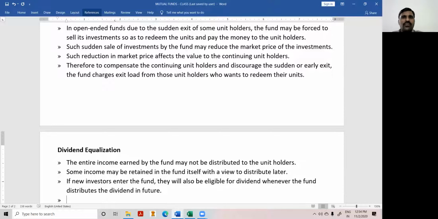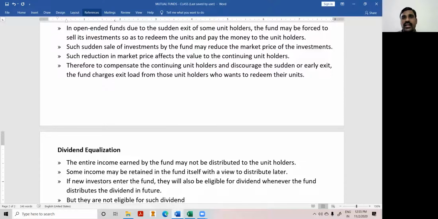Therefore, to comply with the legal provisions and at the same time to justify to the existing unit holders, we are using this concept called dividend equalization. So if new investors enter the fund, they will be eligible for a dividend whenever the fund distributes in future, but they are not eligible for such dividend.